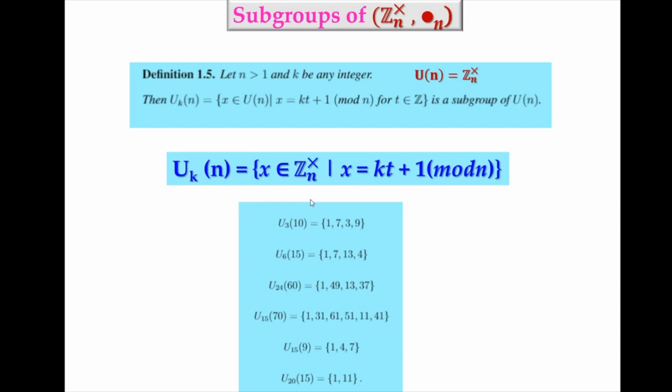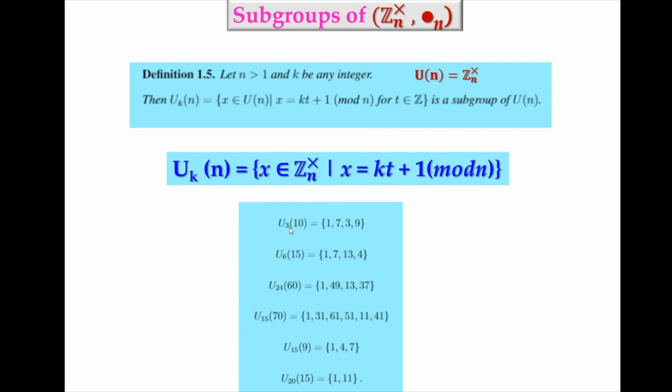So if we have n to be say 10, remember this k has no restriction, it is some integer. When we vary it, we will have repetition of the same collection, say 1, 3, 7, 9 or 1, 7, 3, 9, like that. So as a sample, we have this.